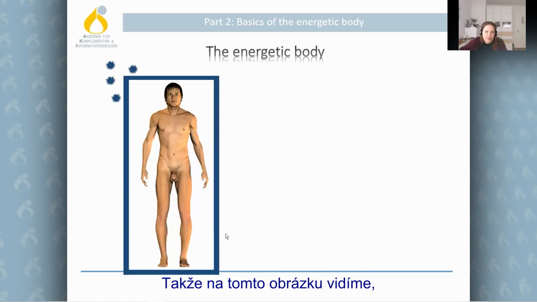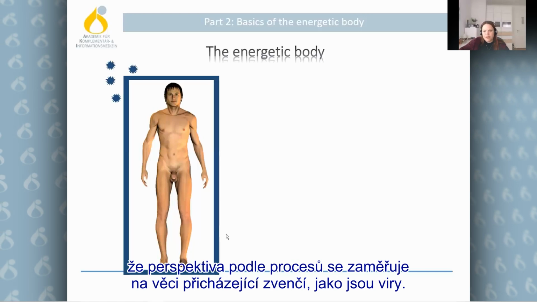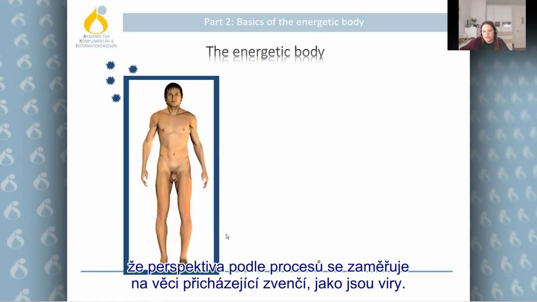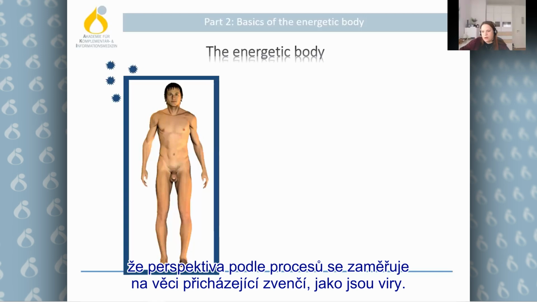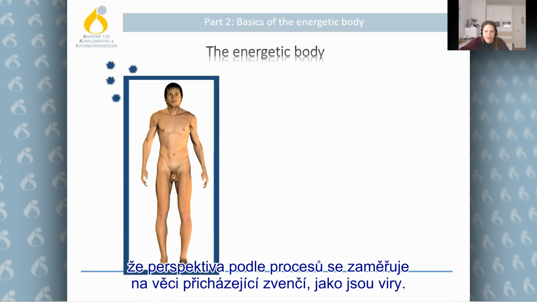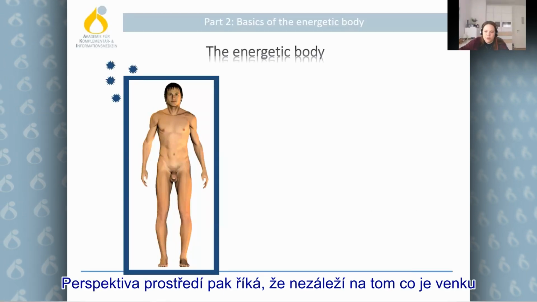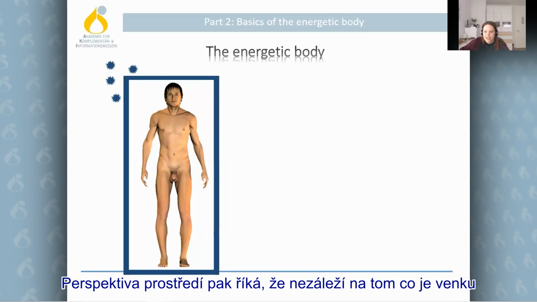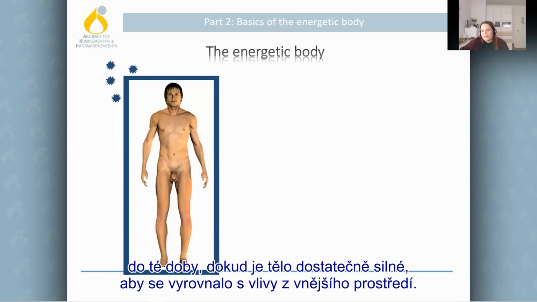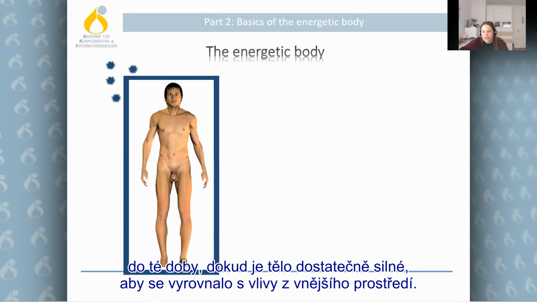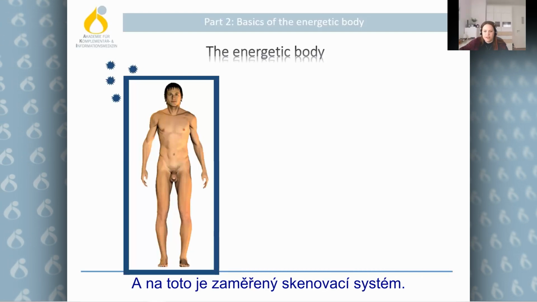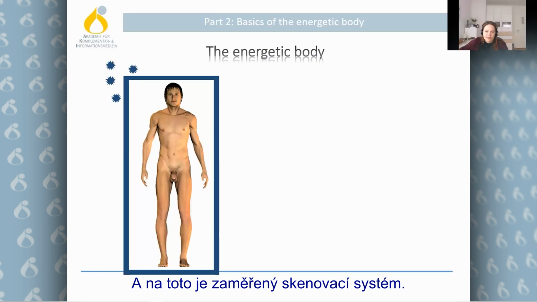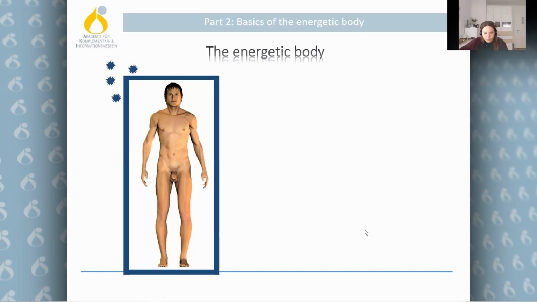What we can see with the picture here: the process perspective is focused on things coming from outside, for example, the coronavirus at the moment. But the milieu perspective says that it doesn't matter what is outside or what you can find outside, as long as the body is strong enough inside to fight against what's coming from outside. And this is the focus of the scan system.